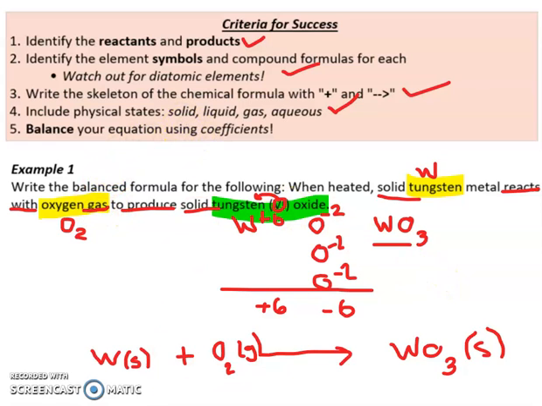Balance your equation, and this is the easy part. We've been doing this for a while now. So I have one W, I'm going to write it right here. I have W and I have O, tungsten and oxygen on the reactants and the product side. So right now I have one tungsten and two oxygen atoms on my reactants. I have one tungsten and three oxygens on my product side.